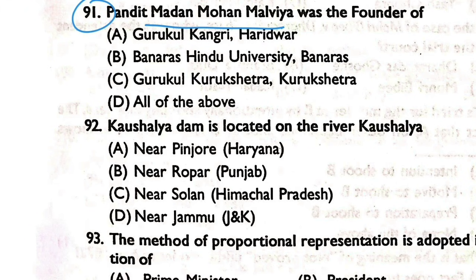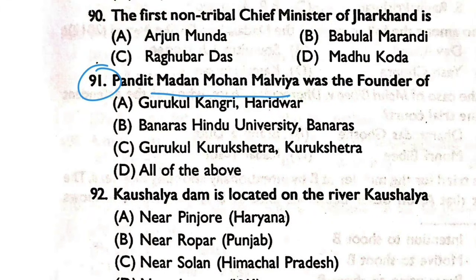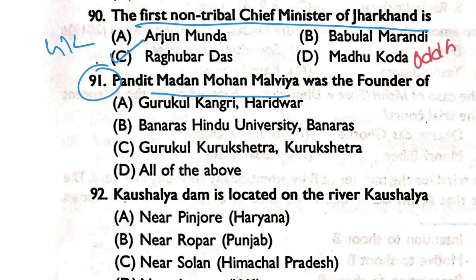Question 90. The first non-tribal chief minister of Jharkhand is. The answer to this is C, Raghubar Das. Now this is again one of those oddball questions. Usually people know chief ministers, they know the firsts, but they might not know the first non-tribal chief minister of Jharkhand. It's an oddball question. Don't worry too much about it. If you know the answer, great. If you don't, remember there will always be certain oddball questions that you cannot prepare for, which are not in any of the books or any of the study material.